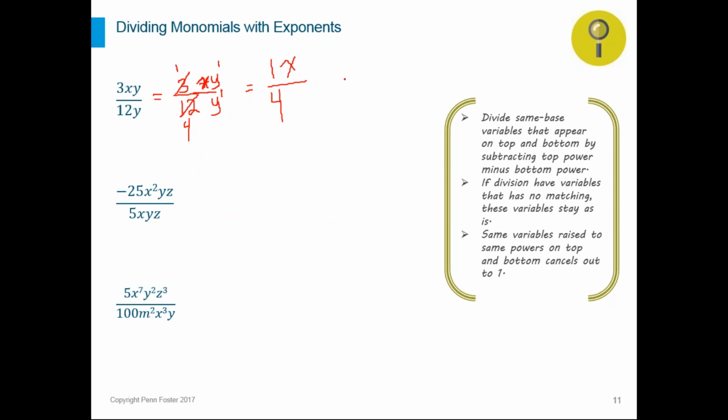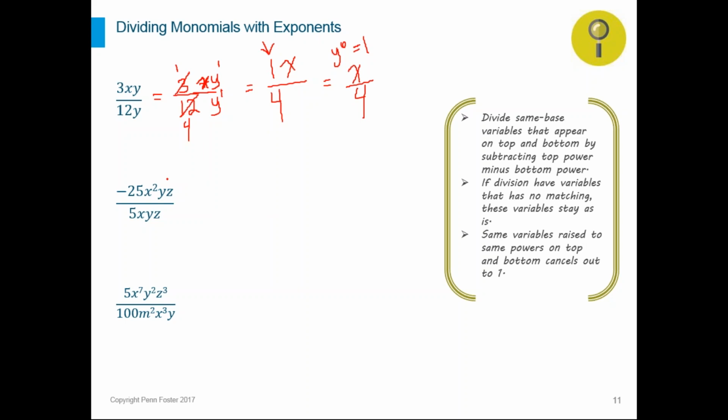So our answer actually doesn't have a y, because y to the 0 is a 1. Any number raised to the 0 power is a 1. So our final answer is x over 4. We do not write ones in algebra, so that's why I just omitted the 1. X over 4 is the final answer.